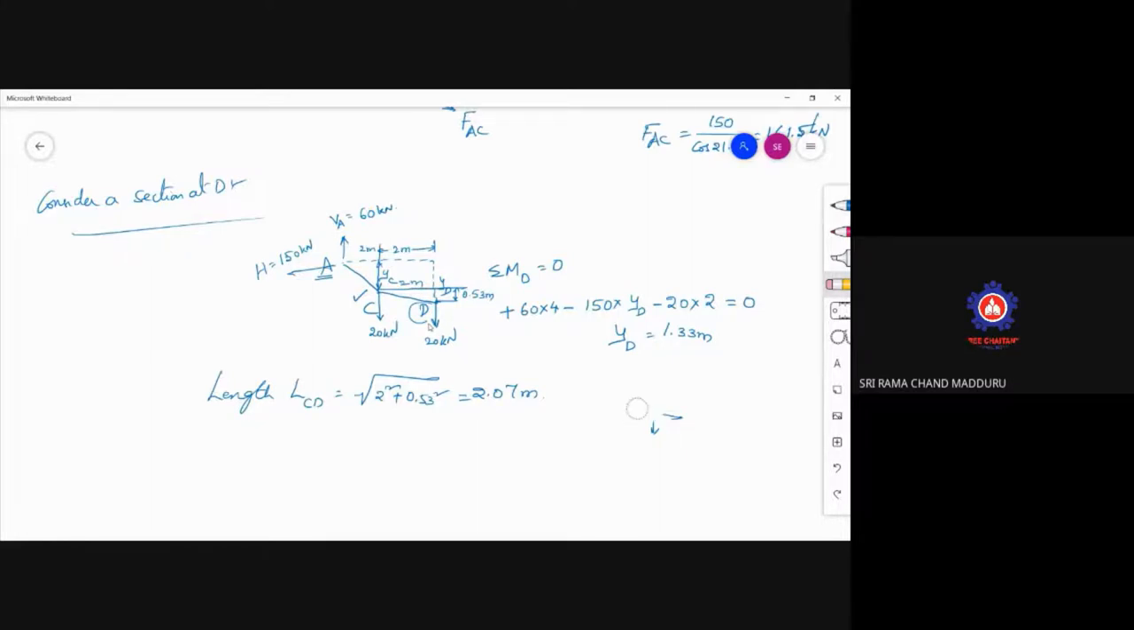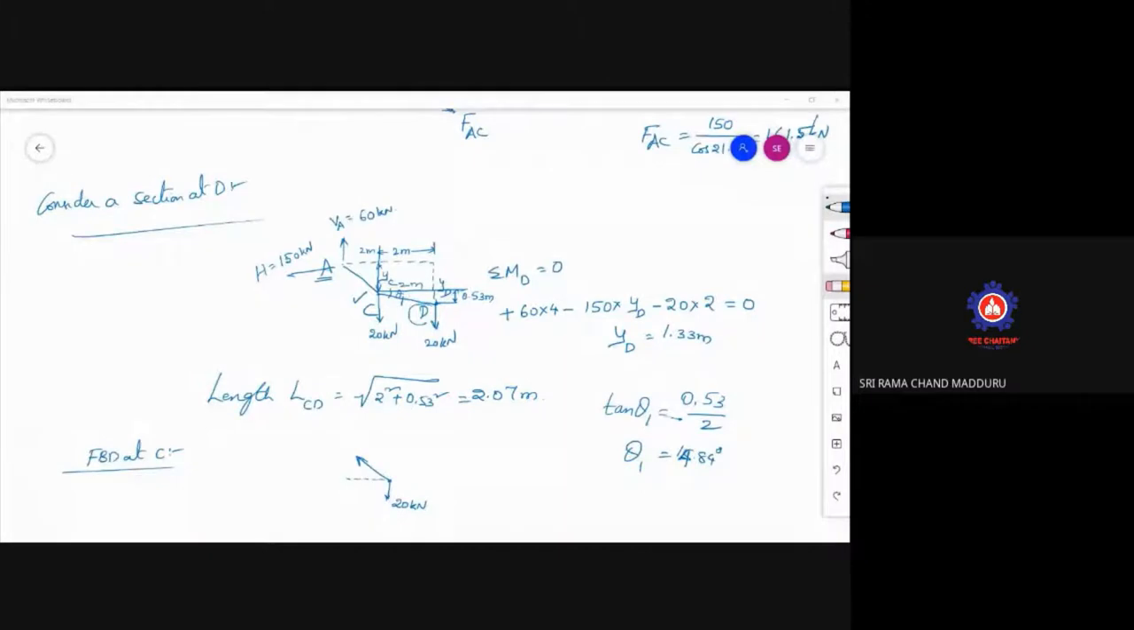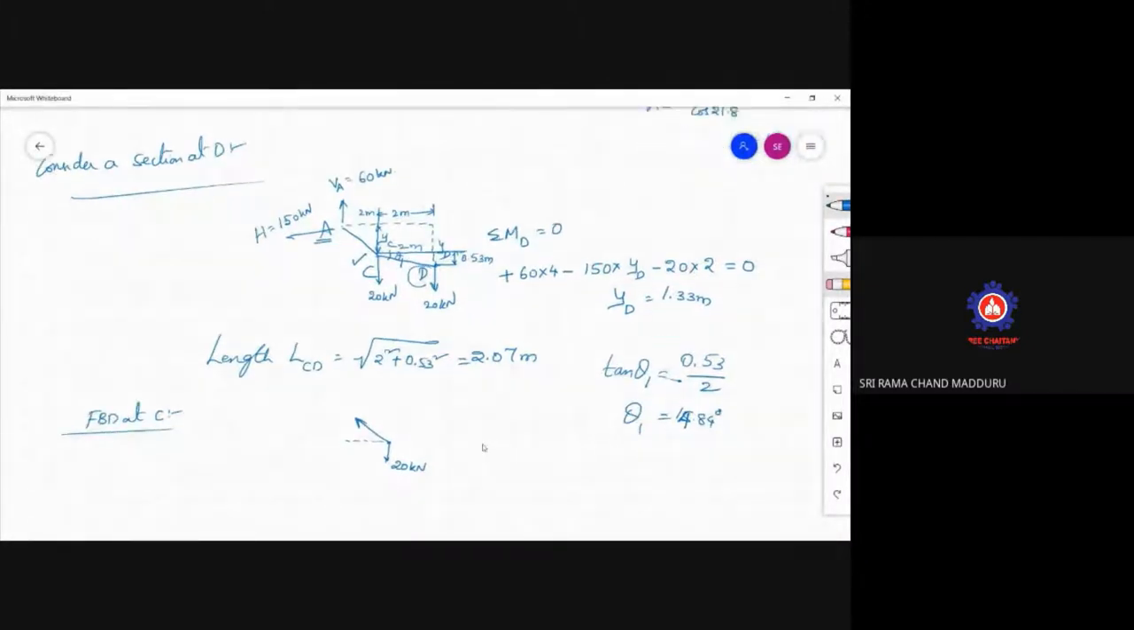However, if you go to the free body diagram at C, with the 20 kilonewtons, before completing this we should first know what is the angle that is made here, theta 1. So tan theta 1 is equal to 0.53 by 2. What is the theta 1 value? 14.84, sir. Okay, 14.84 degrees.